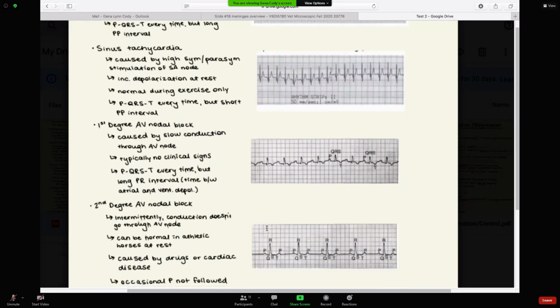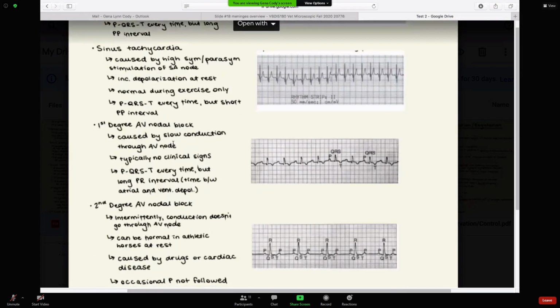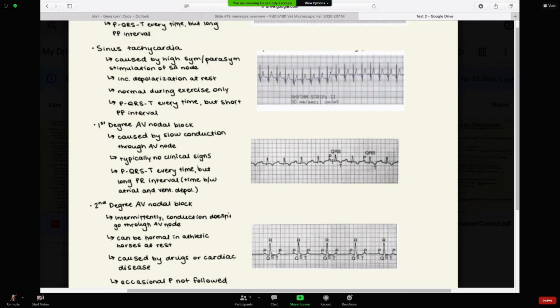So then we get into the AV nodal blocks. I said there's a delay between atria, AV, and ventricles. There's a delay right there at the AV node. But sometimes that can be exacerbated. So if I have a first degree block, it just means it's slower than usual. So the time between atrial and ventricular depolarization is going to be longer than normal. So I'm still going to get this PQRST, right? It still is going to have all the components that it needs to have, but this PR interval is going to be abnormally long. And that's what I was talking about earlier when we were looking at the basic EKG.